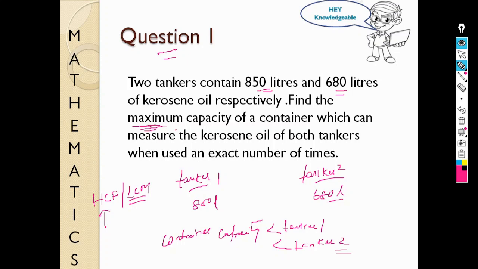Another indication is that the maximum has been used here. When you use the maximum, it is HCF, because that is called highest common factor. In LCM, what you get is the lowest common multiple. So when you have to get the maximum, it means you are trying to find the HCF of 850 liters and 680 liters.